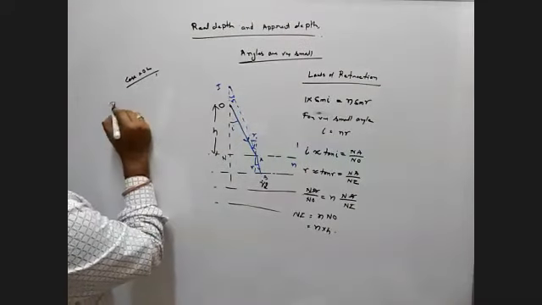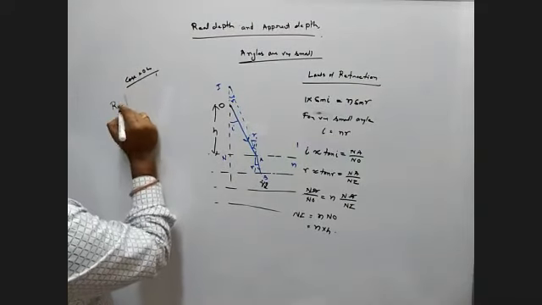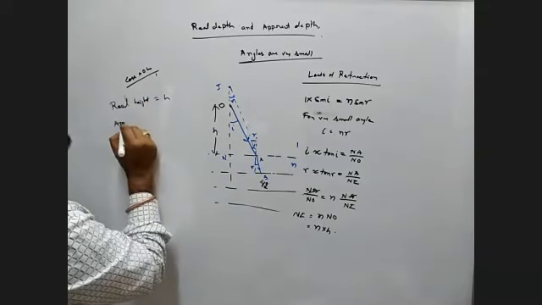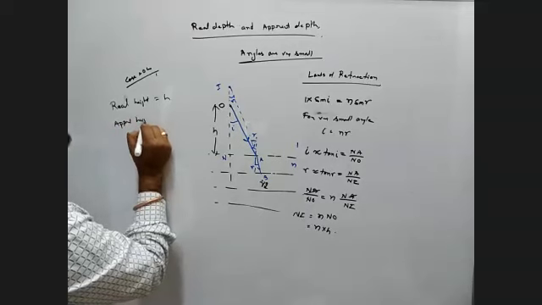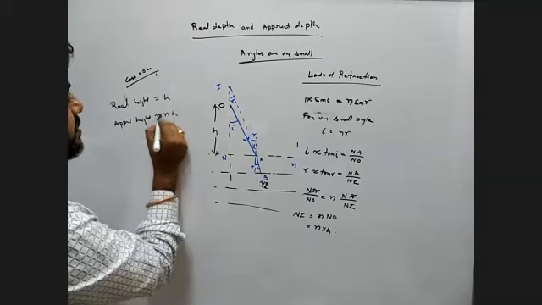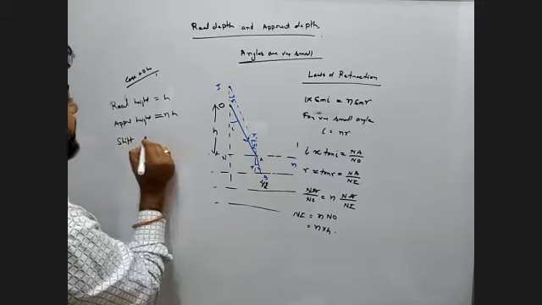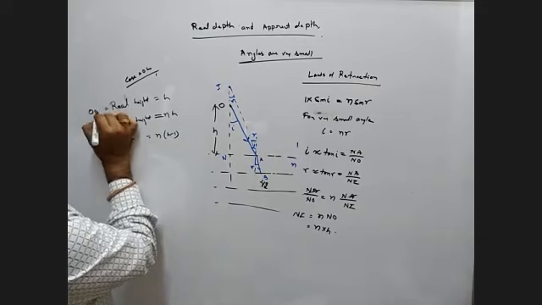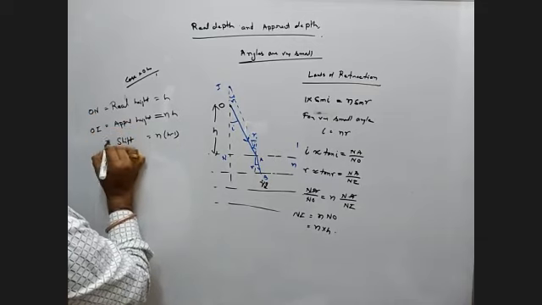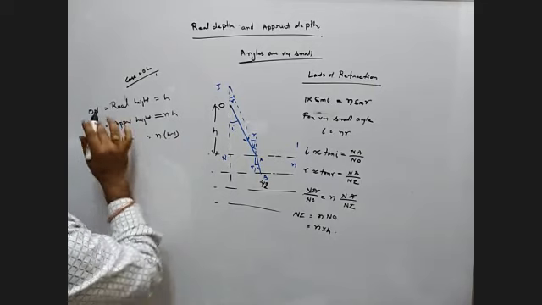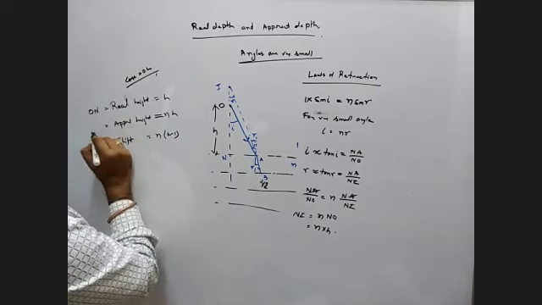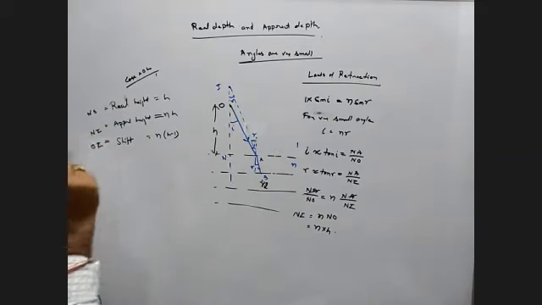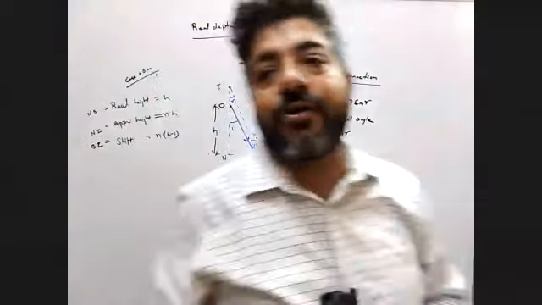So the real height is h, the apparent height is nh, and the shift is nh minus 1. If you want, you can write oi, ni, no. But how do you remember that?